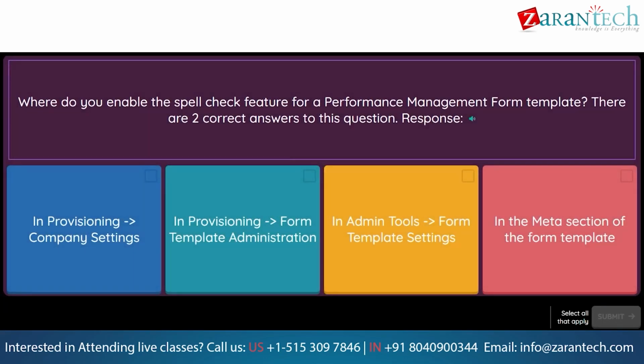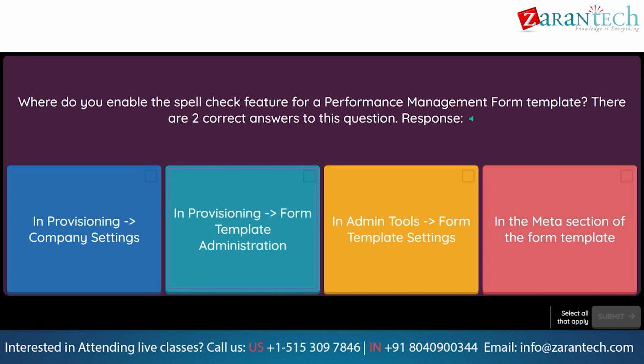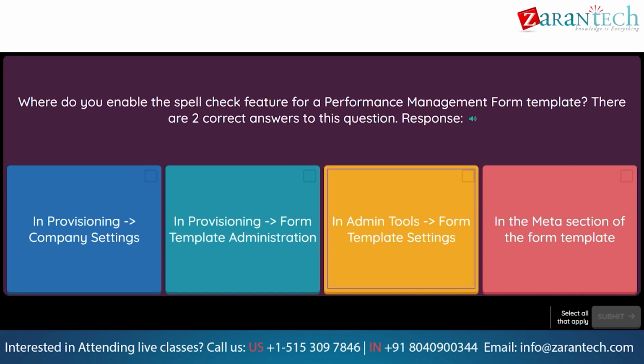Question: Where do you enable the spell check feature for a performance management form template? There are 2 correct answers to this question. Response: Option 1, in provisioning company settings. Option 2, in provisioning form template administration. Option 3, in admin tools form template settings. Option 4, in the meta section of the form template.